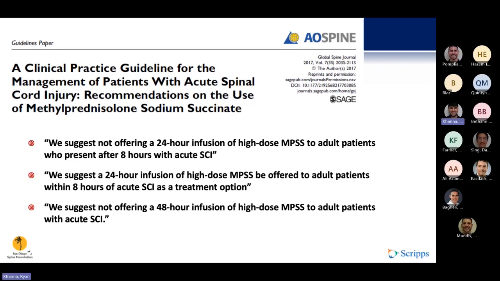And in their official guidelines, we suggest not offering a 24-hour infusion of high dose steroids to patients who present after 8 hours, but it can be considered for patients who are presenting within 8 hours.